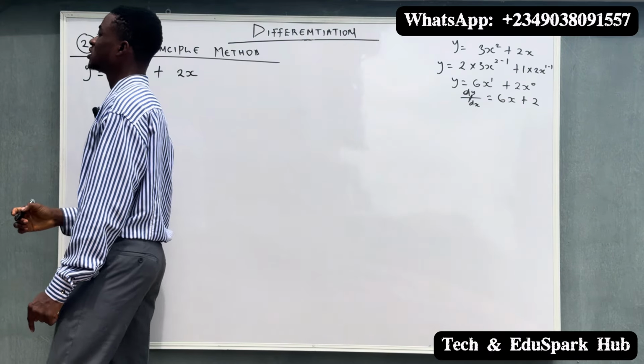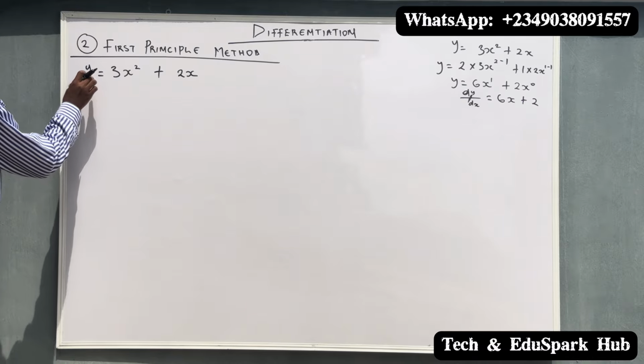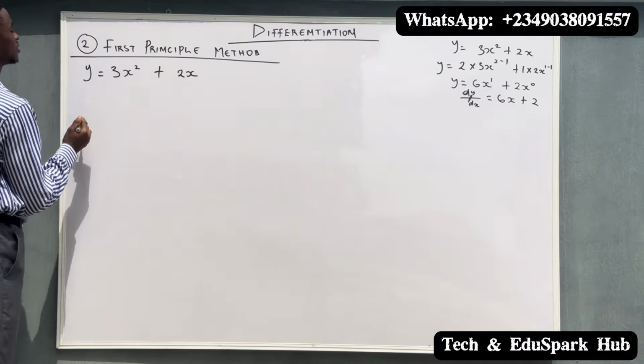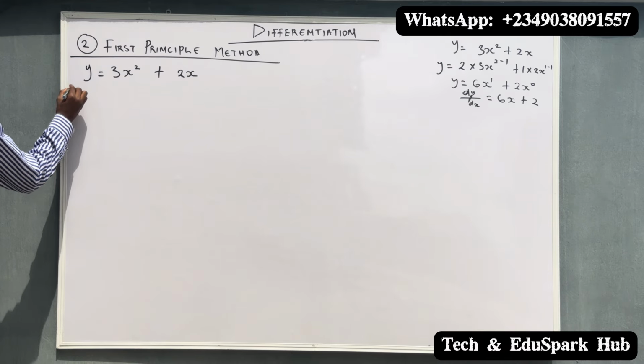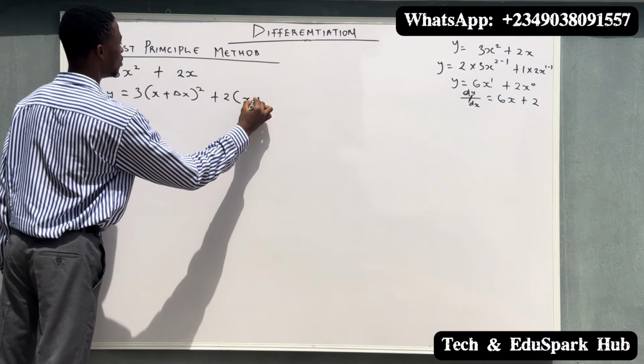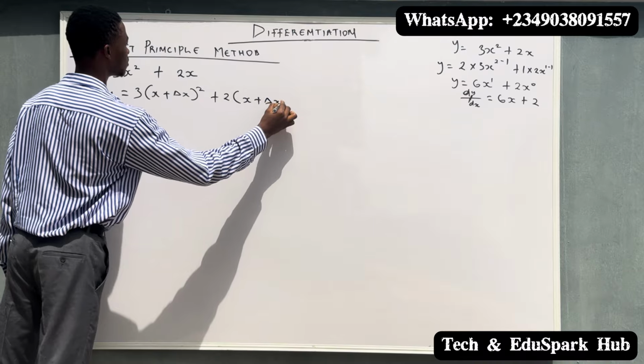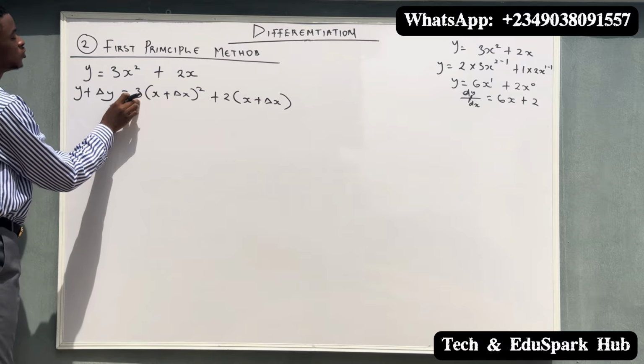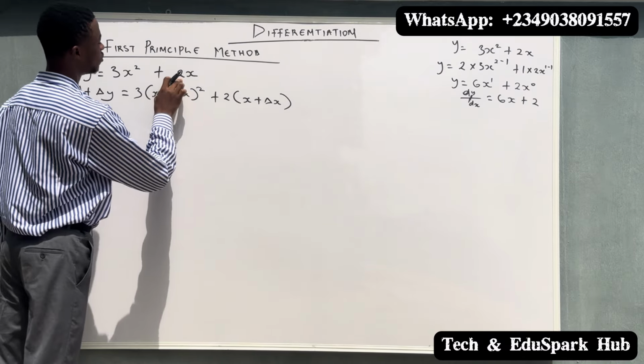Remember, when we are using the first principle method, the first step is to add change in y to y and add change in x to x. So in doing that, we have y plus change in y equal to 3 open bracket x plus change in x, squared, because we are having a square here, and lastly we have plus 2 open brackets x plus change in x. So this is the first step: you add change in y to y and also change in x to x. You put the square outside the bracket, and the 3 outside the bracket too. We do the same thing for the 2x.